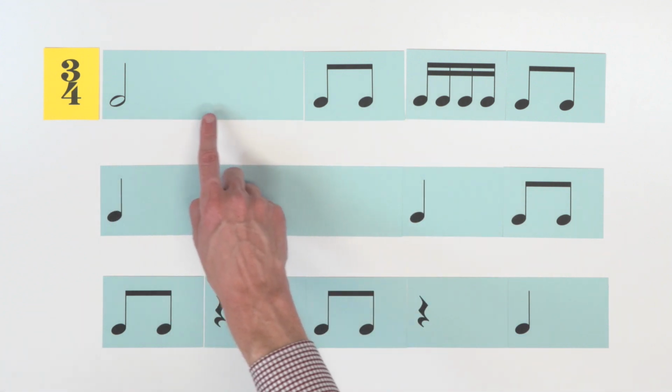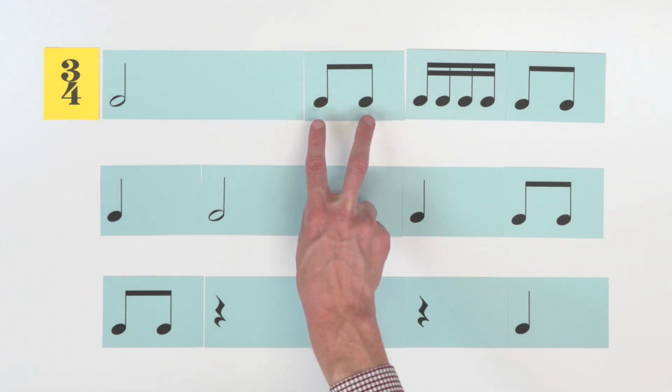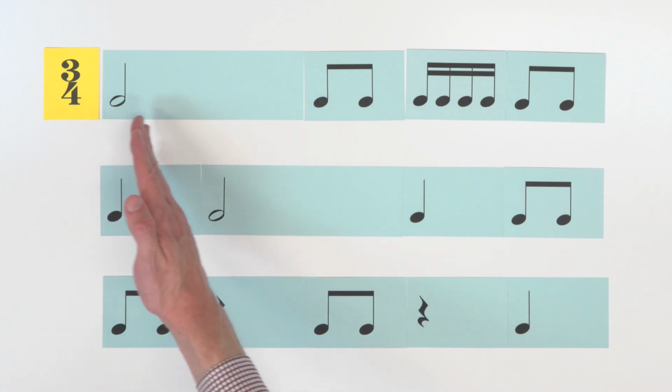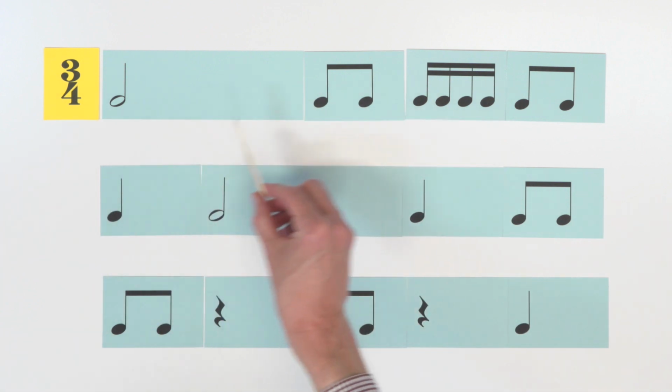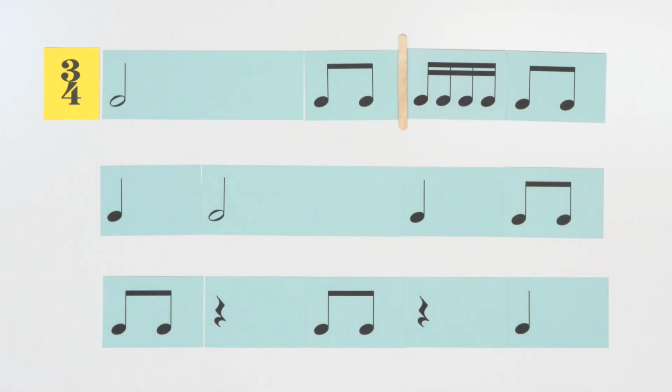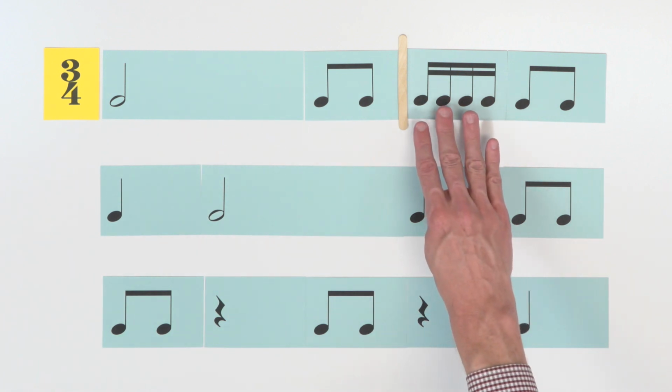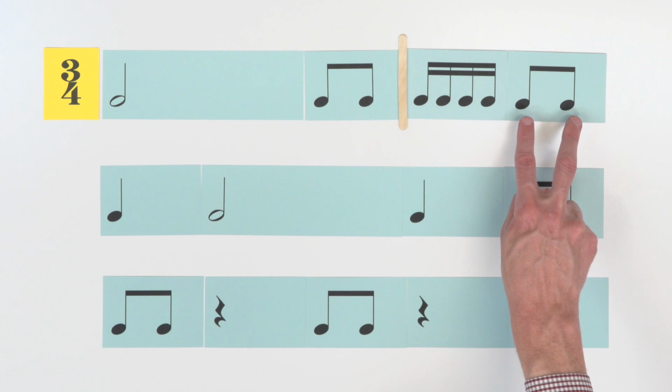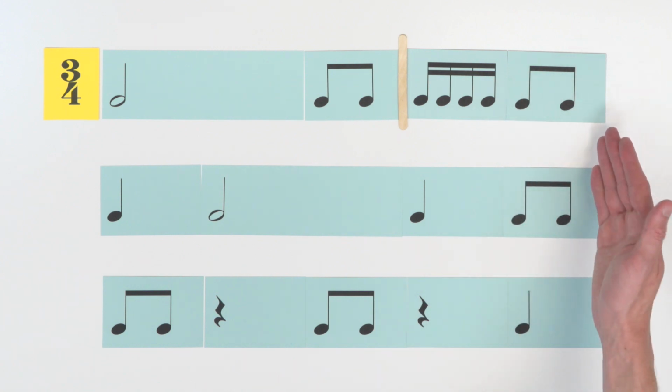If you're pointing here, you're correct. The half note gets 2 beats. Then these 2 eighth notes equal 1 beat. And we need 3 beats in a measure. So 2 plus 1 more, then we need our first bar line. Now, can you figure out where the next bar line would go and point to it? These 4 sixteenth notes make a beat. These 2 eighth notes make another beat. 2 beats isn't enough for a measure.